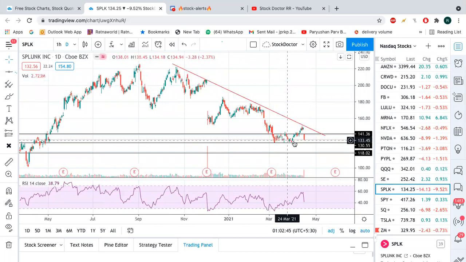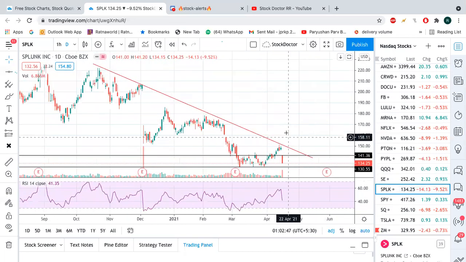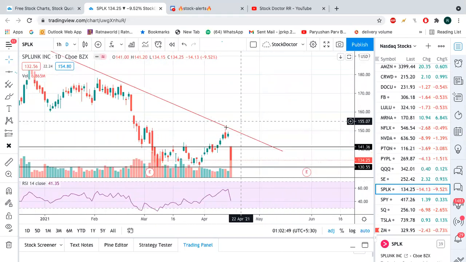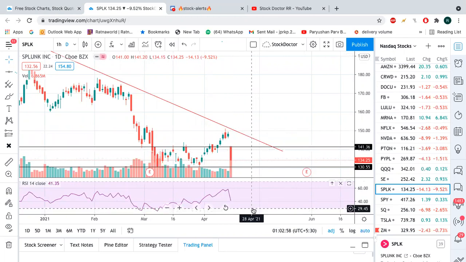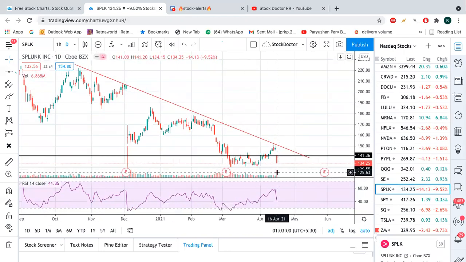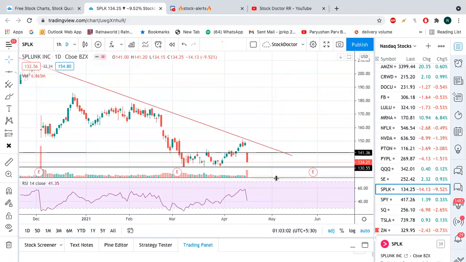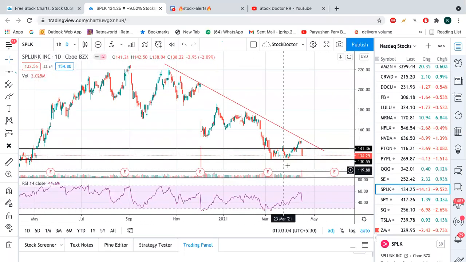The next stock is SPLK. Now, for Splunk, you can see that there was a huge gap down, and the stock traded 10% down last Friday with a good red volume. So there is a high probability that the stock can go towards 130.